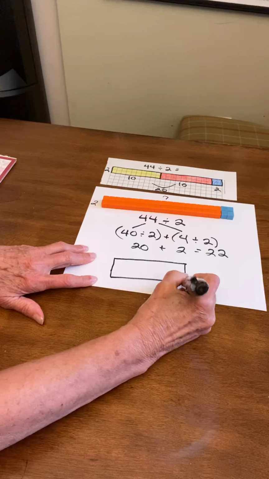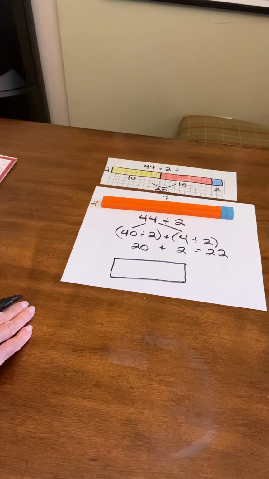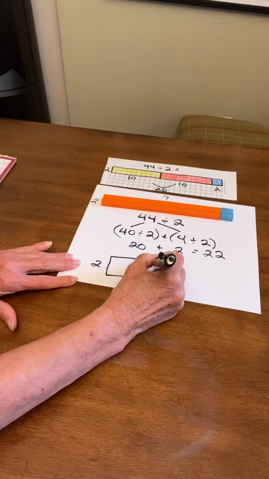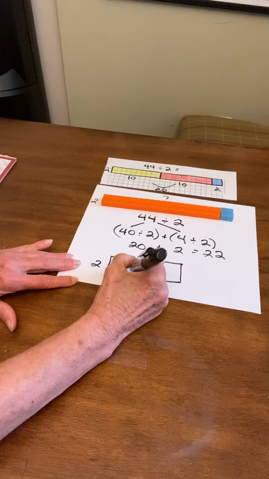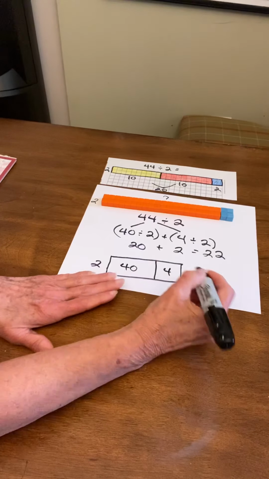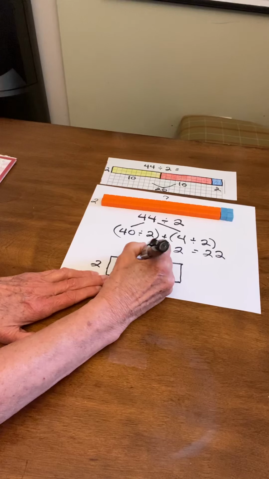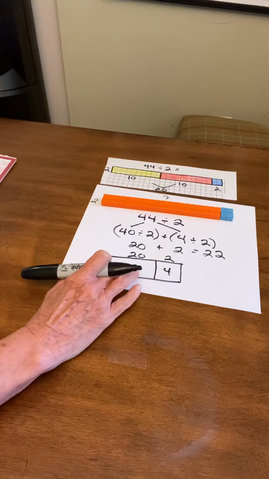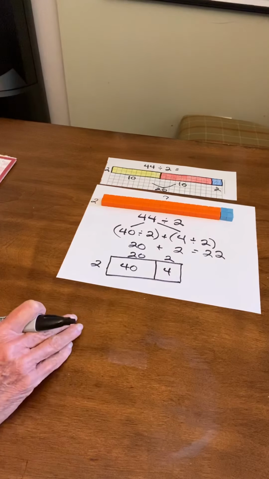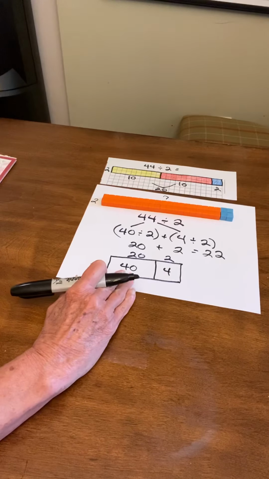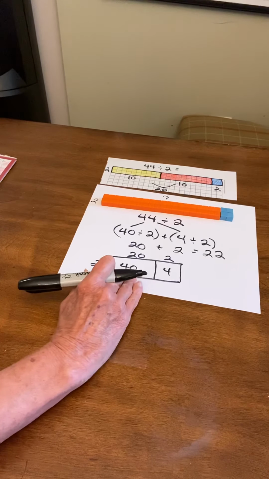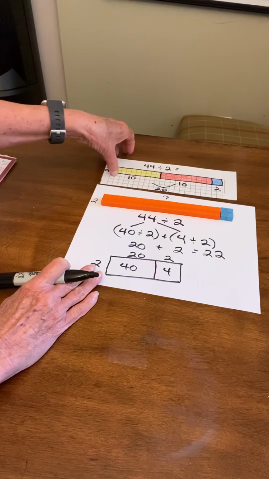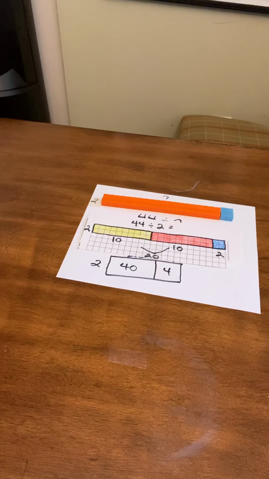So let's look at one more way to show this problem. If I've got my 2 here, and I've got my 40 and my 4, and of course here I've got my 20 and my 2. 2 times 20 gives me my 40. 2 times 2 gives me my 4. I've decomposed my 44 into a 40 and a 4. So that's one thing with our book. Let's take a second look.